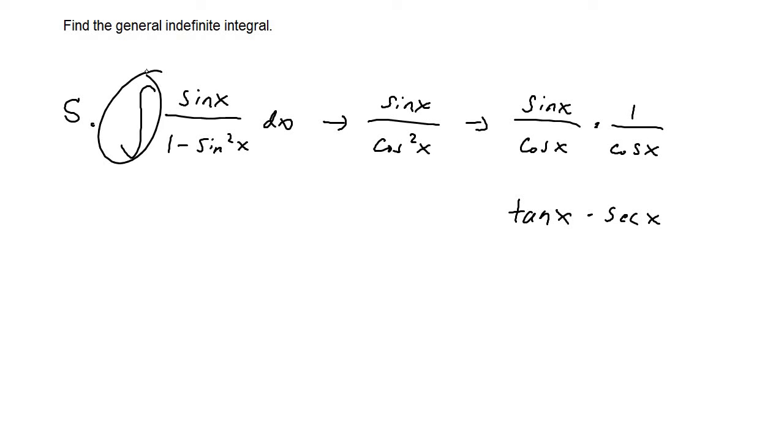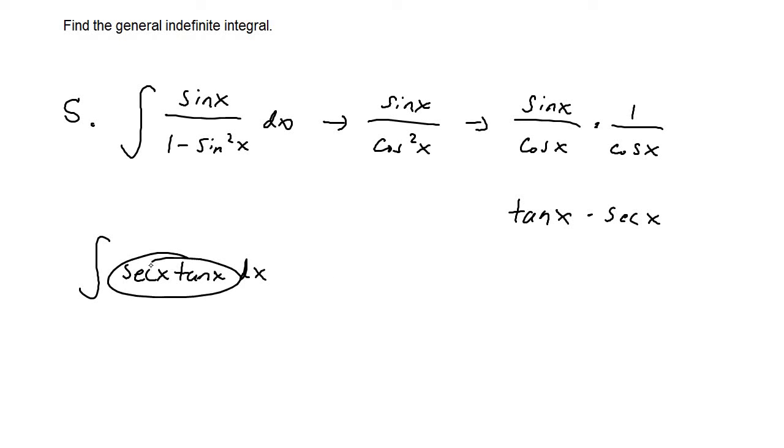So I can rewrite now the integral as the integral of what we have simplified this entire thing down to, which is, I'll rearrange it as secant x times tangent x dx. Now remember, the integral of secant x tangent x is secant x, because we derive secant x to get to secant x tangent x. So we have secant x, and because this is an indefinite integral, we have secant x plus c.